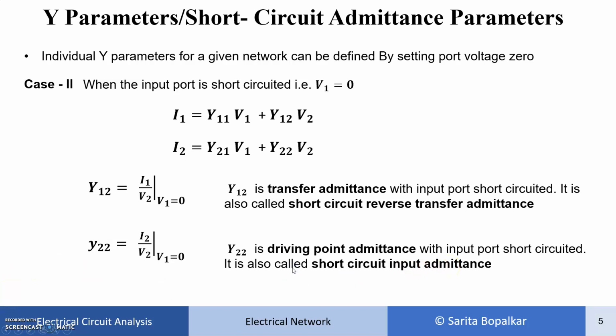So this is about the Y parameter, or we can call it the short circuit admittance parameter. Why short circuit? Because we are making the input or output port voltage 0. When voltage is 0, it is short circuited.